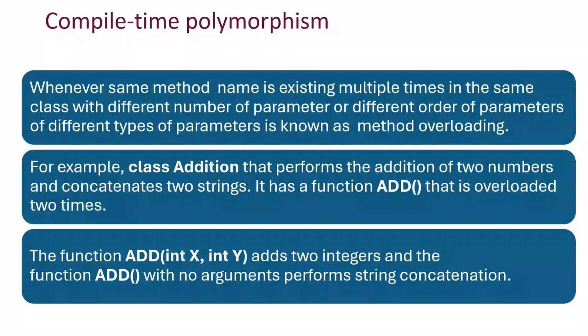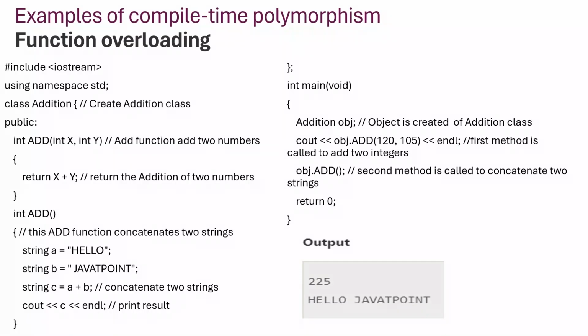So we can see the example. The function add: if we are giving integer x comma integer y, those integers x and y get added, and the output is printed. Then a function add with no arguments is performed. If instead of integers we are giving strings, it concatenates both strings and gives the output. This is an example for method overloading or function overloading.